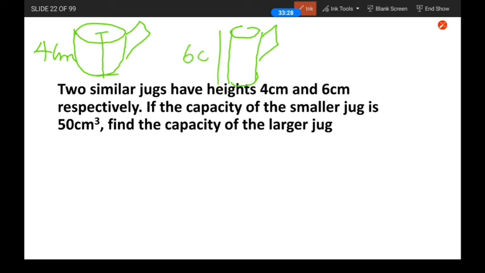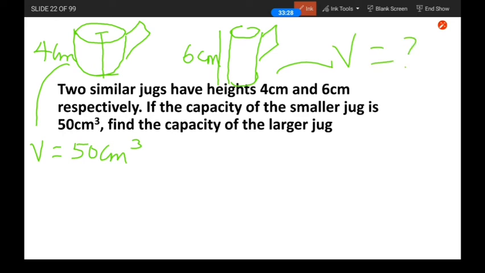Look at that. If the capacity of the smaller jug is 50, capacity means volume. Please note that. It means volume. Calculate the capacity of this one that we are looking for, the bigger one. Is that okay? So, two similar jugs, they are similar. It's just that one is bigger than the other. Looking at them, bigger than the other doesn't mean that they are not similar.